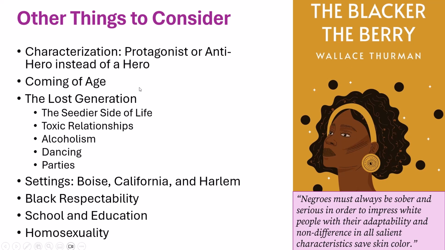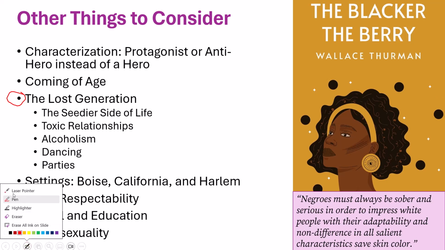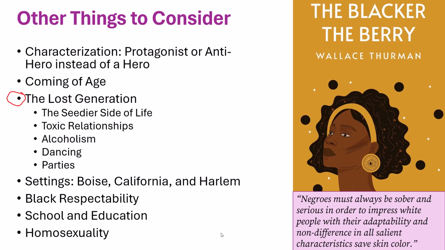he's showing, as many other writers of the Lost Generation did, the seedier side of life: toxic relationships, alcoholism, dancing, rent parties. All of these kinds of things are in this book. But guess what? If you took my class on the Lost Generation, they're also in a lot of the other writings of this time. So the difference is that the characters here are Black. That's it. Everybody in these books is having affairs and drinking and having bad toxic relationships, right?